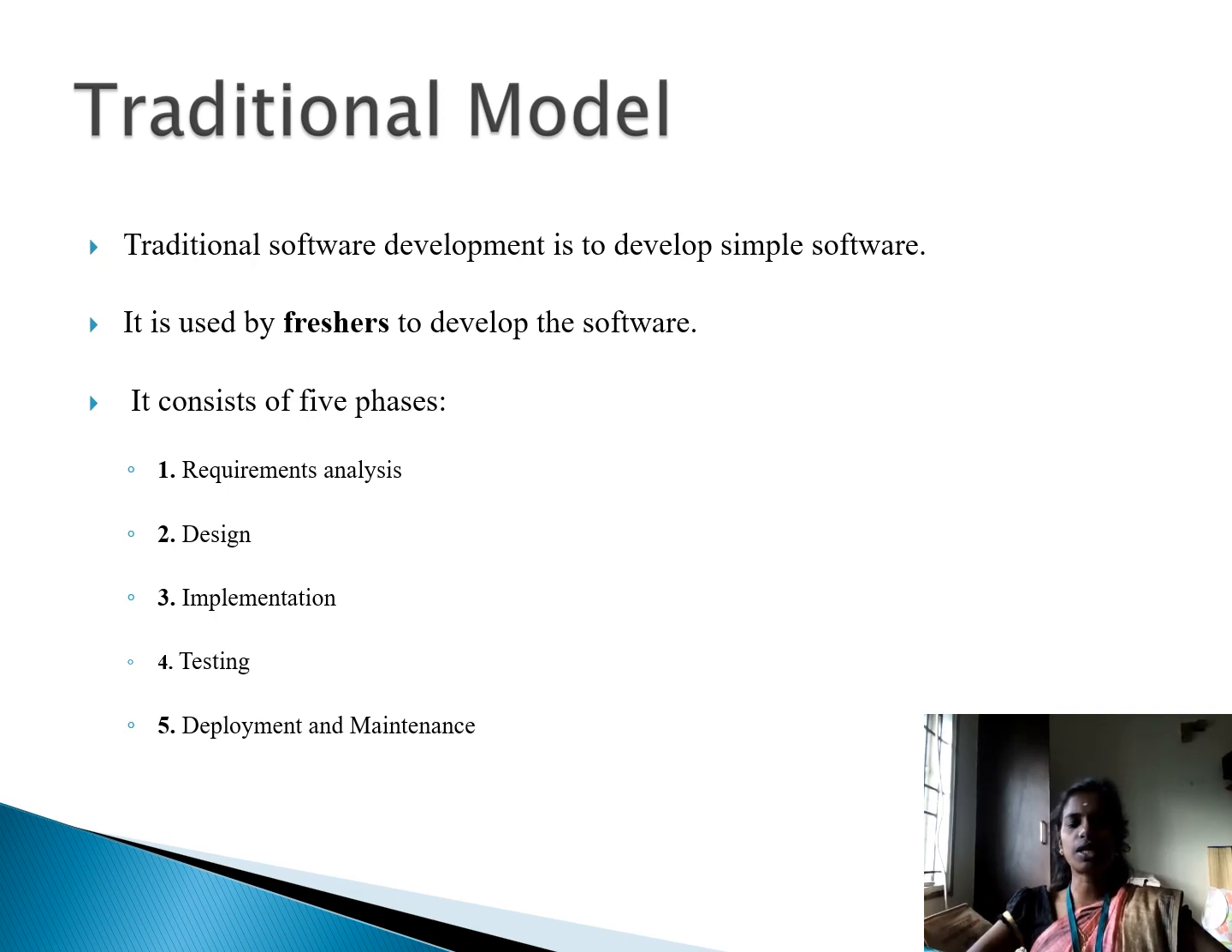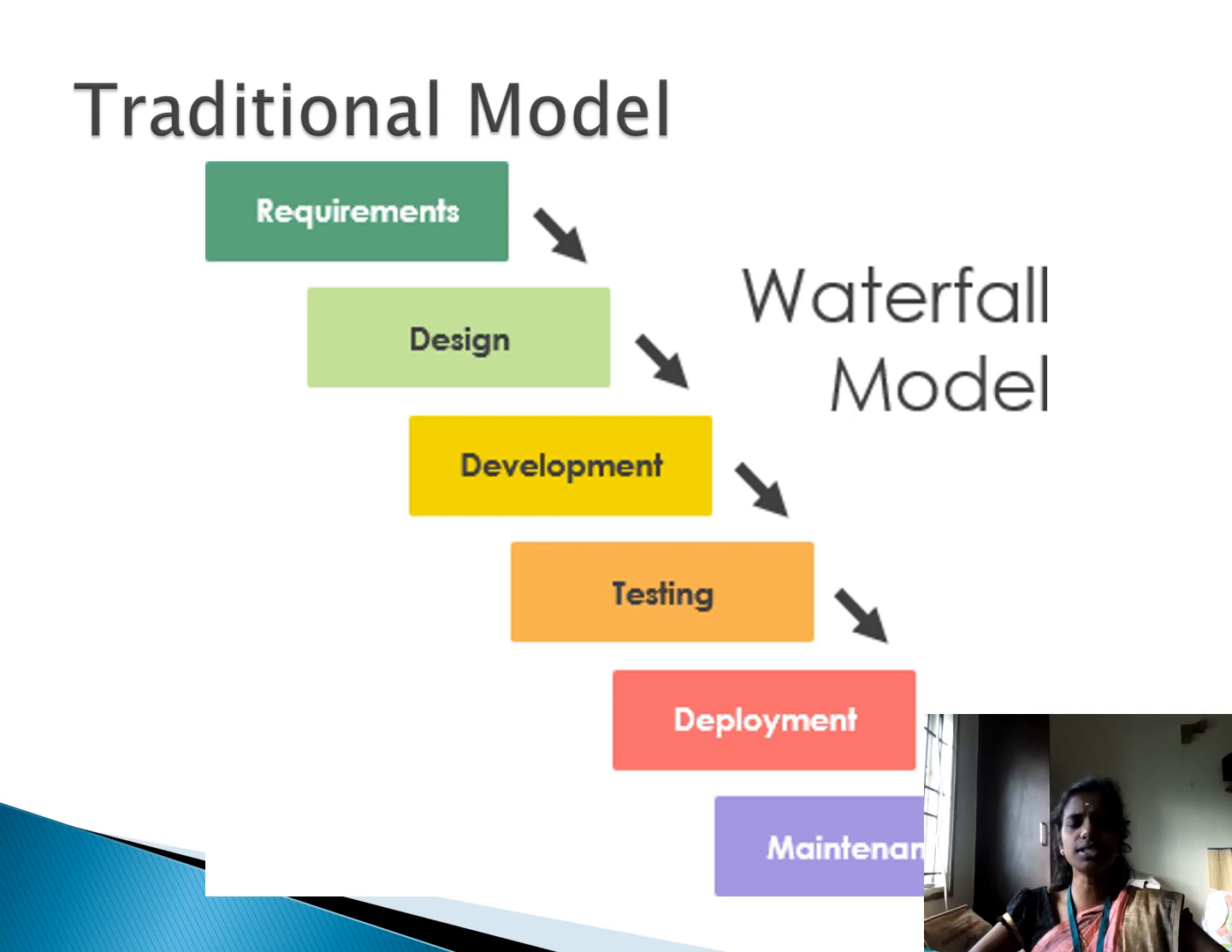So what are the five phases in the traditional model? The first one is the requirement analysis phase. The second one is the design phase. The third one is the implementation phase. The fourth one is testing. And the fifth one is deployment. And finally, we go for the maintenance. So this is the diagrammatical representation of a traditional model. It is going to be a linear structure.